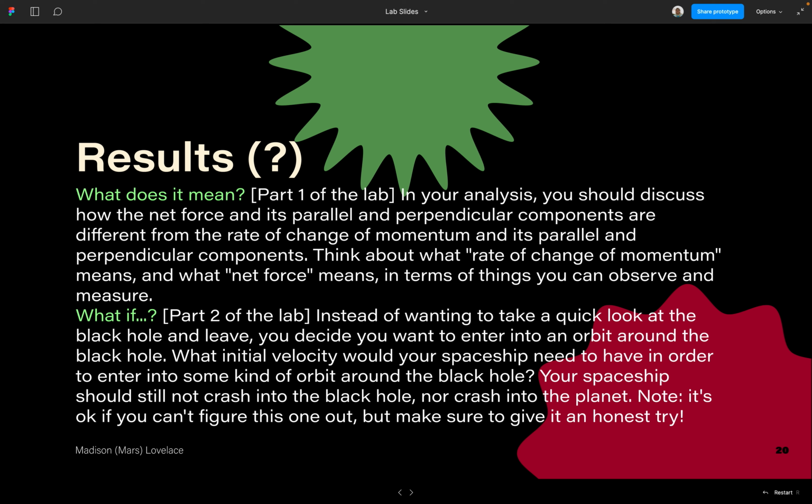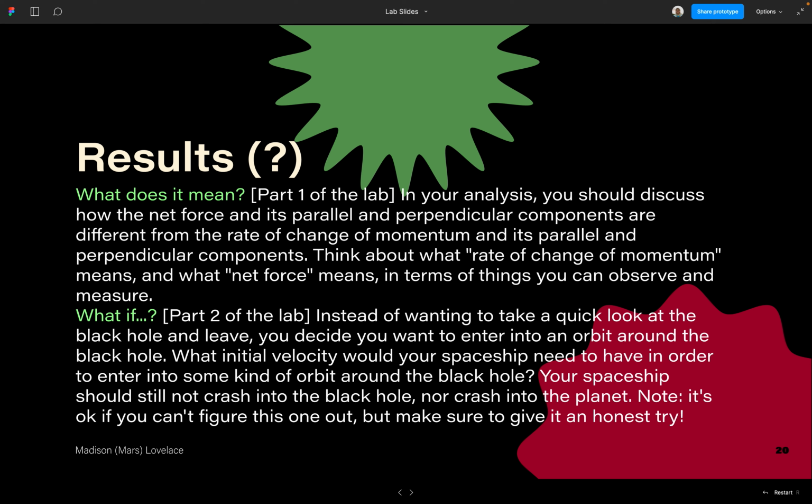Now we can go into the reflective lab questions. So what does it mean in your analysis? You should discuss how the net force and its parallel and perpendicular components are different from the rate of change of momentum, and what net force means. So rate of change of momentum is basically equal to the applied force. And this idea is how F equals ma is derived. So taking that rate of change of momentum and then equating that to the acceleration, right?